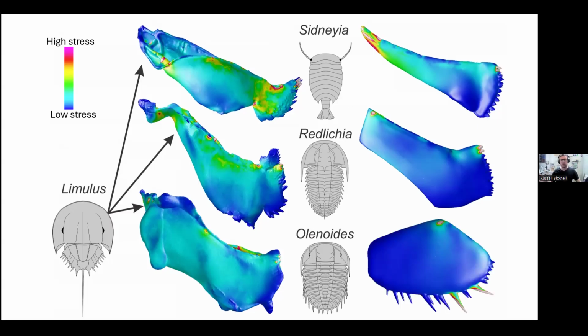But this leaves Olenoides. Olenoides is a bit of a different story here. We see there's a lot of blue happening. So immediately maybe we're thinking, okay, maybe it's low stress.